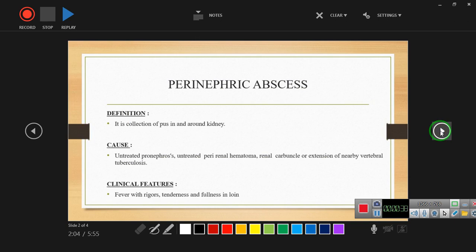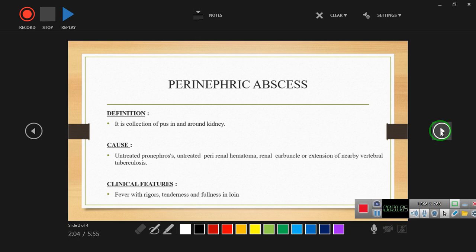Definition: it is the collection of pus around the kidney, in and around the kidney. The kidneys are situated in the lumbar region, and if there is pus around the kidney, the patient then complains there. And how does that infection occur? How does that abscess form around the kidney?